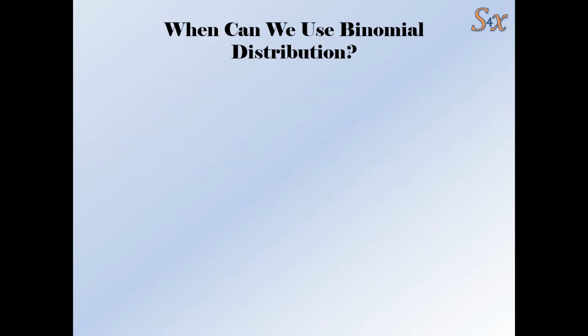So when can we use the binomial distribution? We've said it has to be a discrete distribution, so it has to be for something that can only have certain values as its outcome. But what other conditions are there?